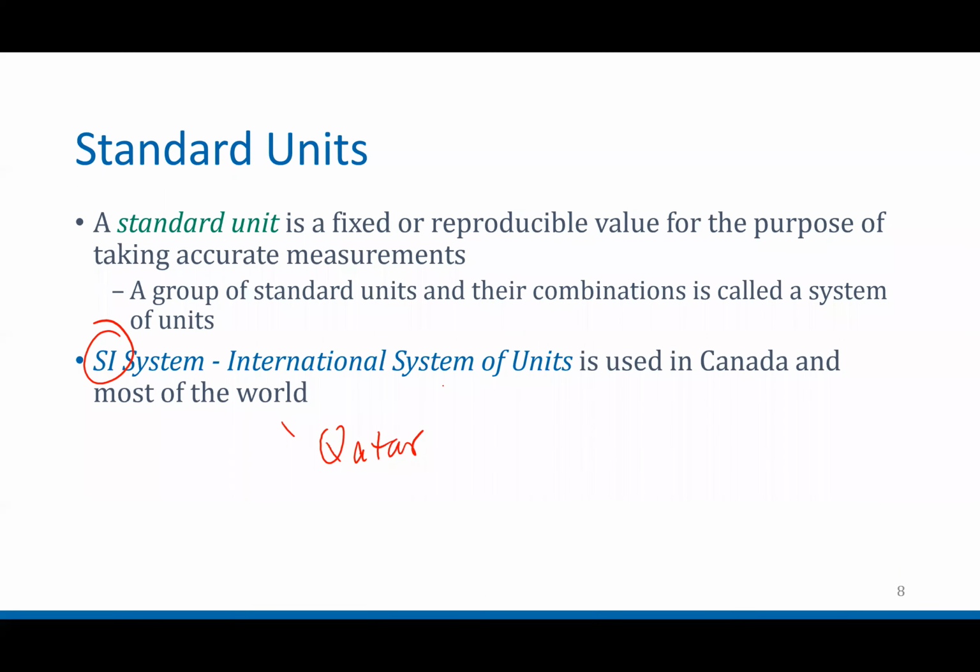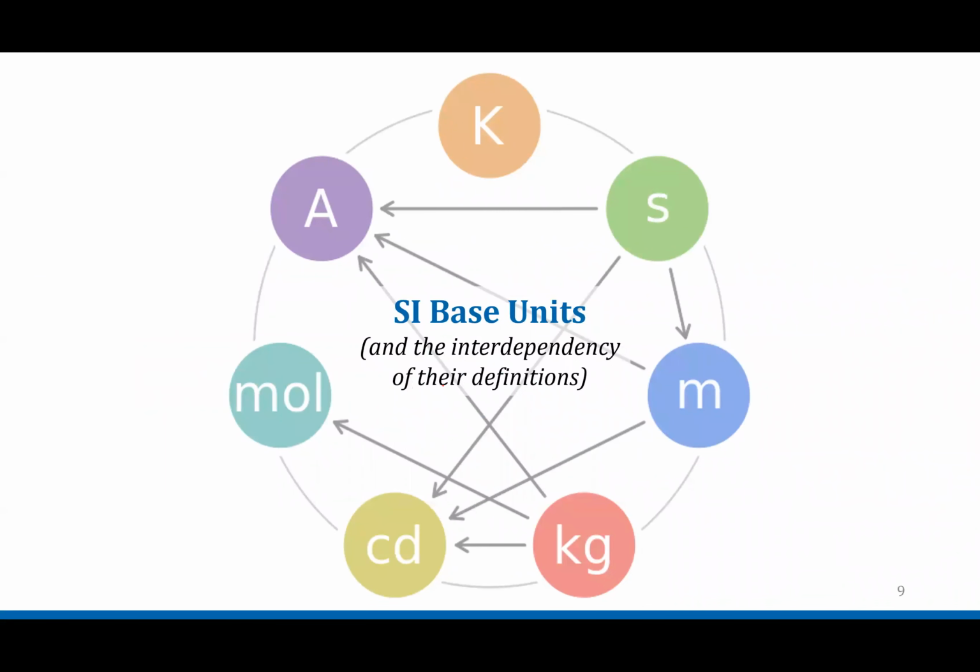Okay, so the next slide is the first important slide. What are the SI units? There are 7 of them, okay? And these 7 units are used to define all other units in science. It's actually quite amazing. This says the interdependency of their definitions. Most of them are related in some way, but we don't need to worry about that.